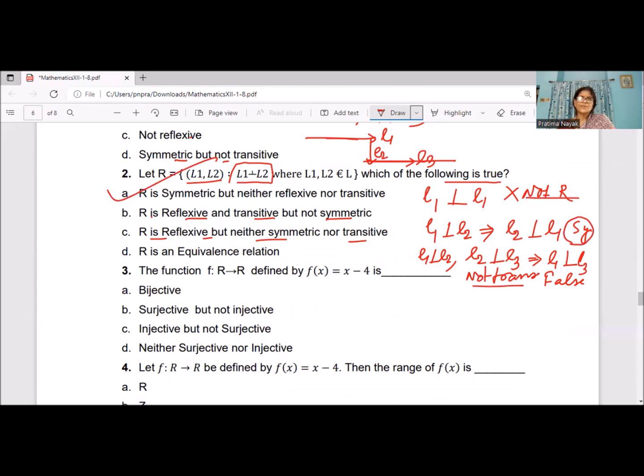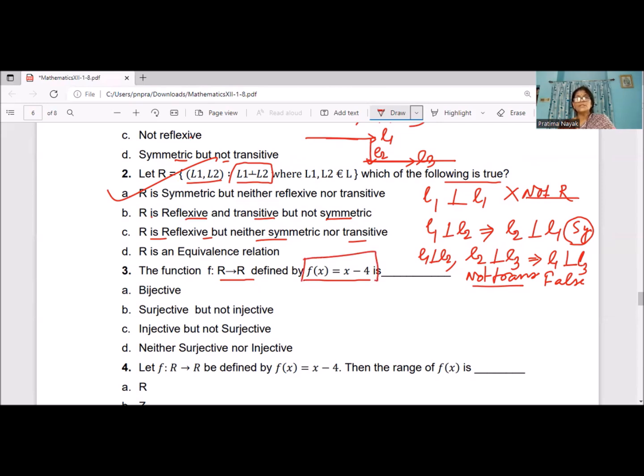Part 3: the function f is defined from R to R, real numbers to real numbers. f(x) = x - 4 is: bijective, surjective but not injective, injective but not surjective, or neither surjective nor injective. So this is a linear function, y = x - 4.